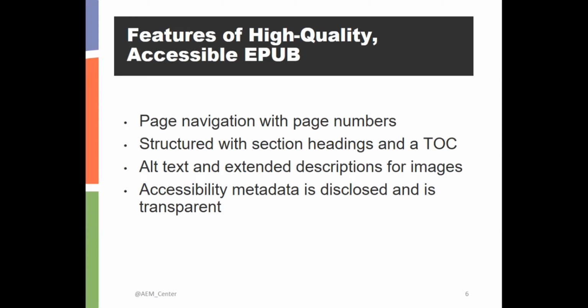And then the last component here is accessibility metadata. So metadata is data about other data. When you have a book, the book has information in it, but we also have data about that book. And that data could be the author, when it was created, copyright information, but there's also metadata around accessibility and what features the book supports.